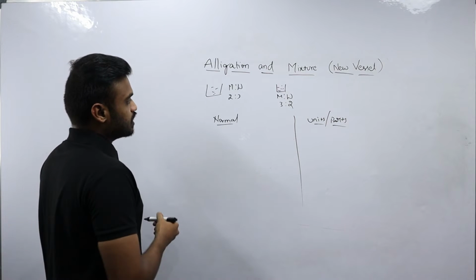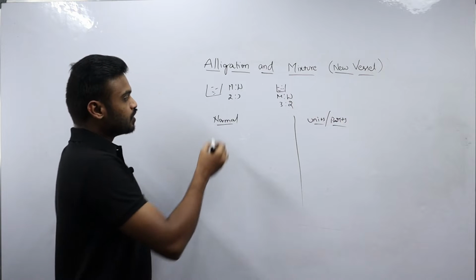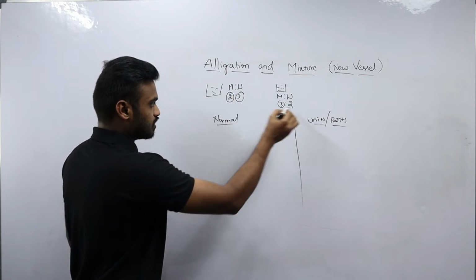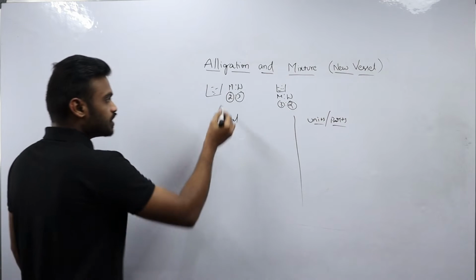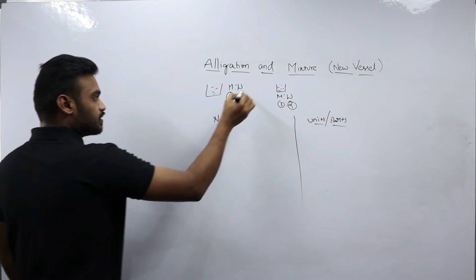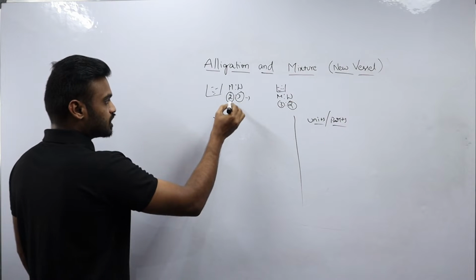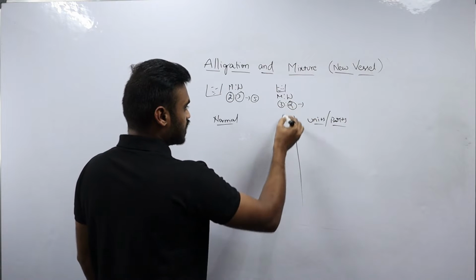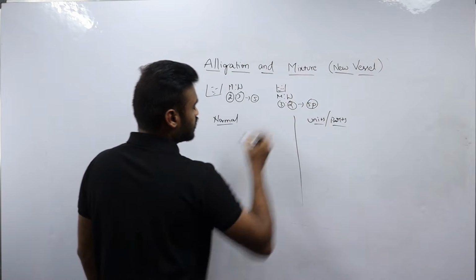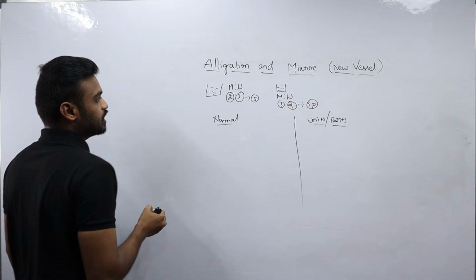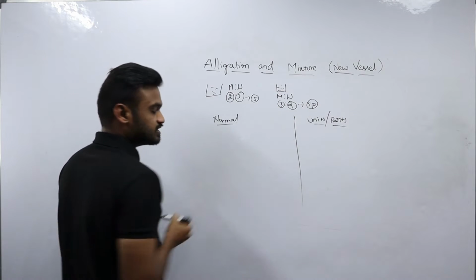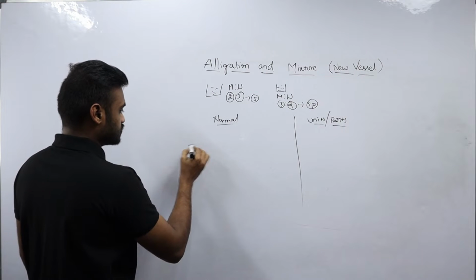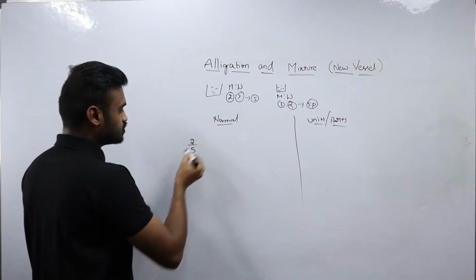In the normal method, to find the resultant quantity ratio, we write all the quantities of milk on one side and all the quantities of water on the other side. In the first mixture there are totally 2 plus 3, that is 5 parts. In the second mixture there are totally 3 plus 2, 5 parts. Now we write all the quantities of milk on the left side and all the quantities of water on the right side. Out of 5 parts, the milk quantity is 2 parts.